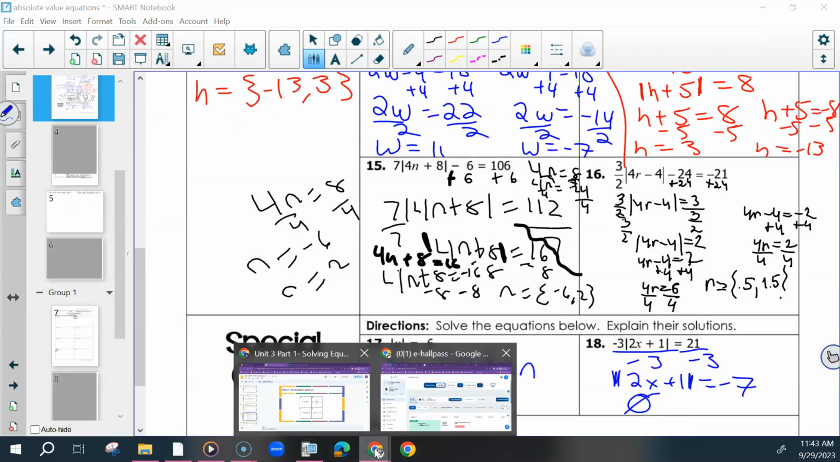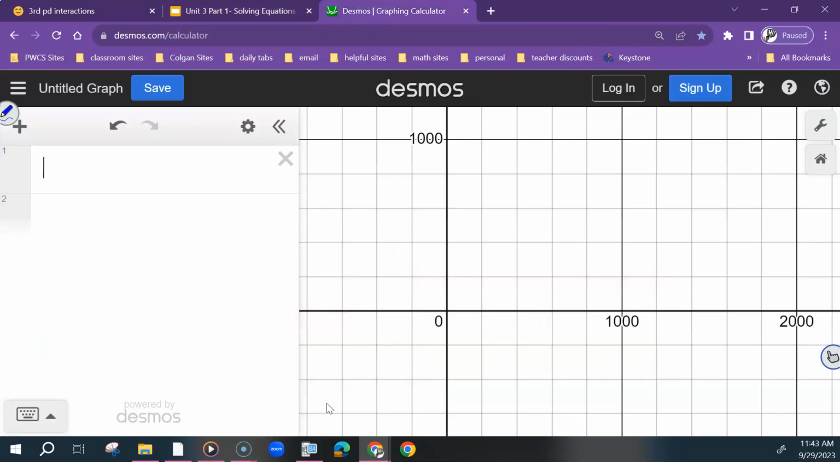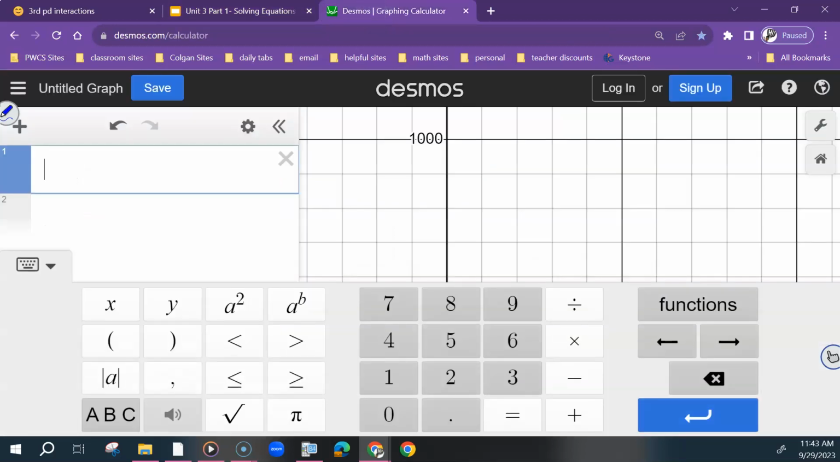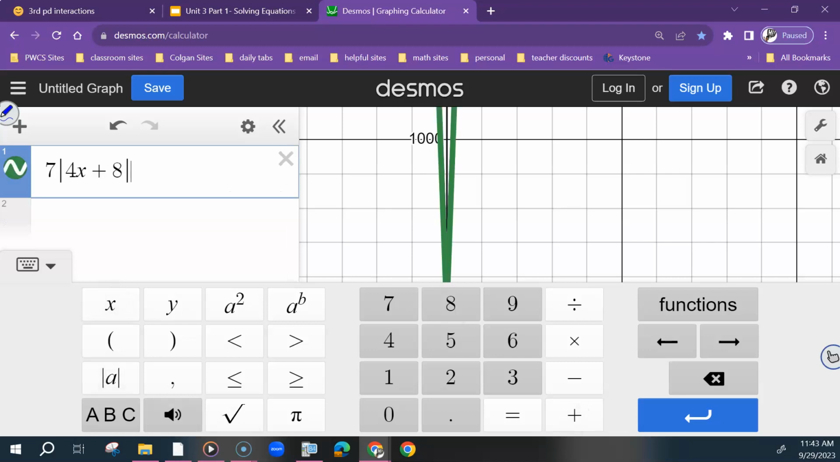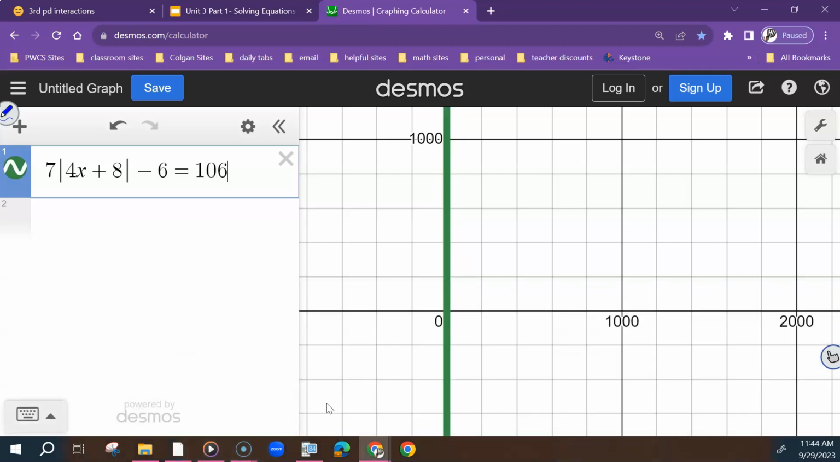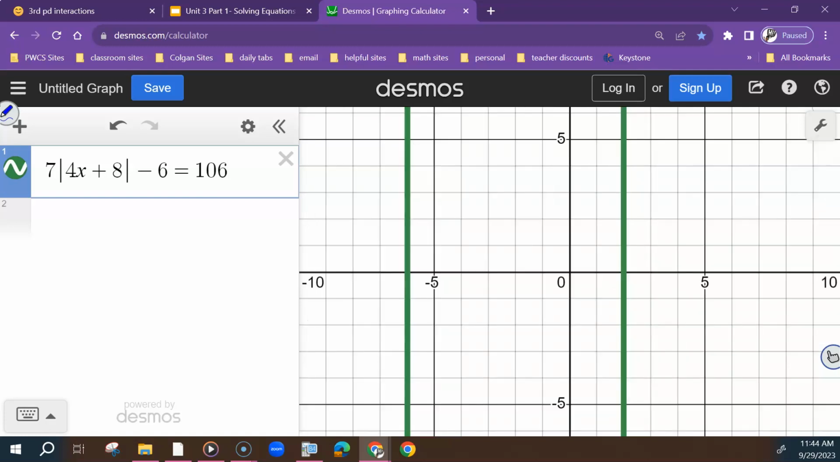In Desmos, it works like this. I'll put in that same one. 7, absolute value. Someone read that problem off to me. 4n plus 8 minus 6 equals. You have to use x anytime you're in Desmos, otherwise it won't work. And then you can tap on it to see the number, but it'll do just like the multi-step, give you lines, and you'll be able to zoom in or zoom out to see this is at 2 and this is at -6. So you can check yourself in Desmos that way.